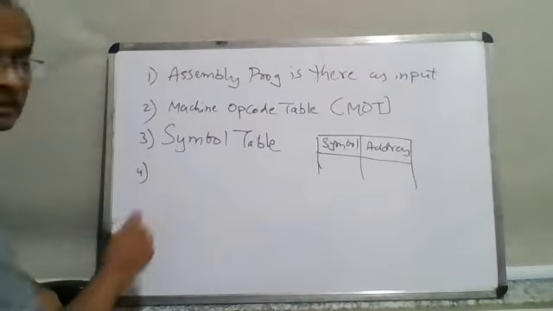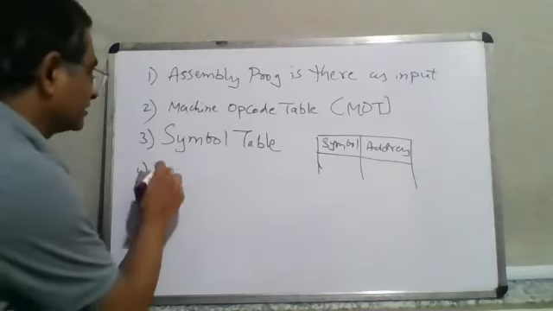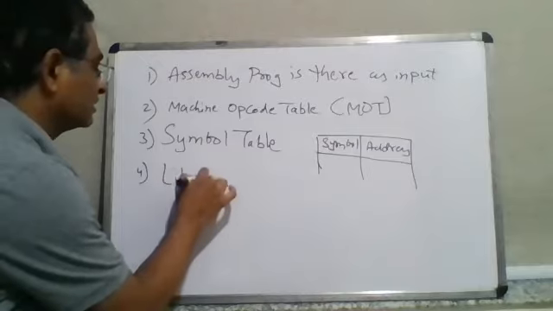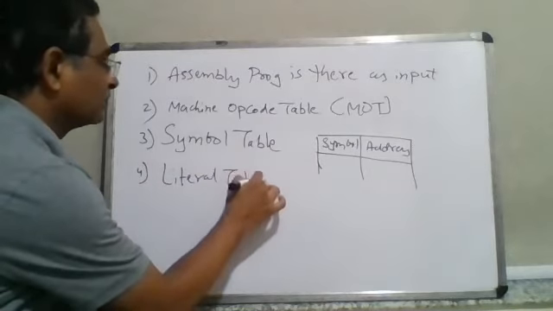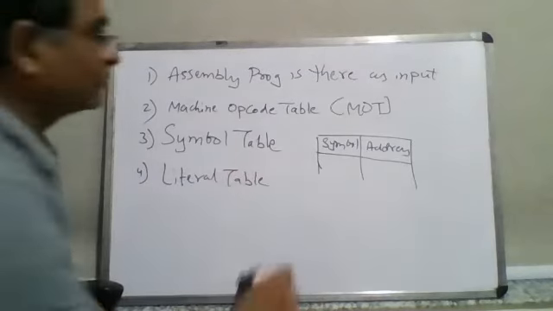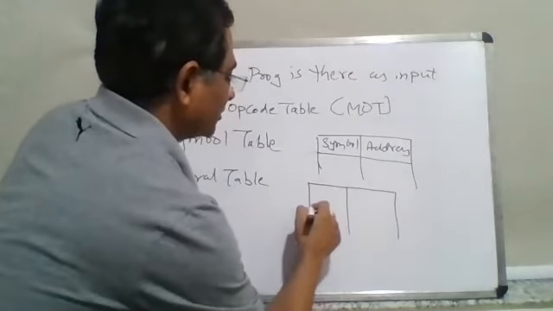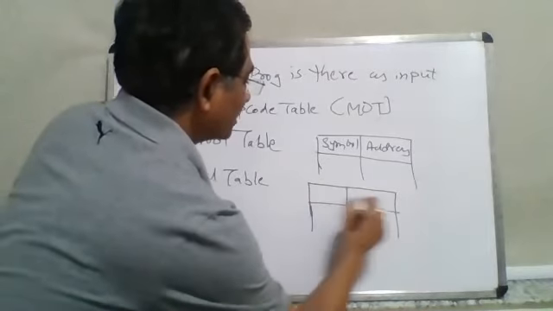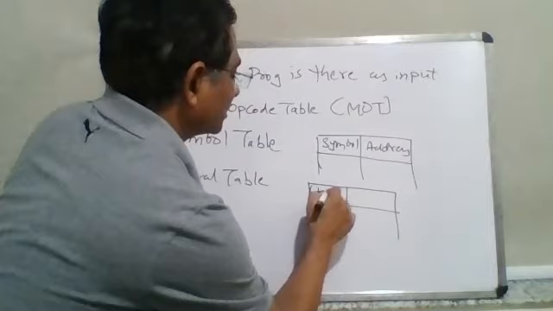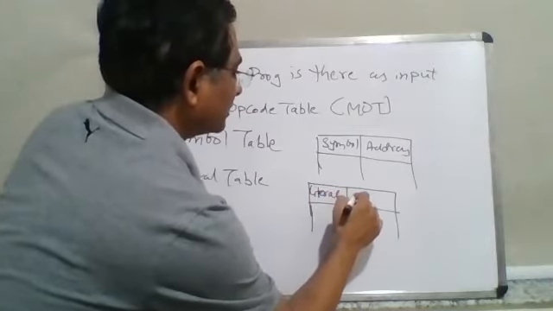The fourth data structure that could be present is the literal table. Now, what is the meaning of a literal table? There could be many constants appearing in your assembly program. So literals are nothing but the literal and the addresses, right?